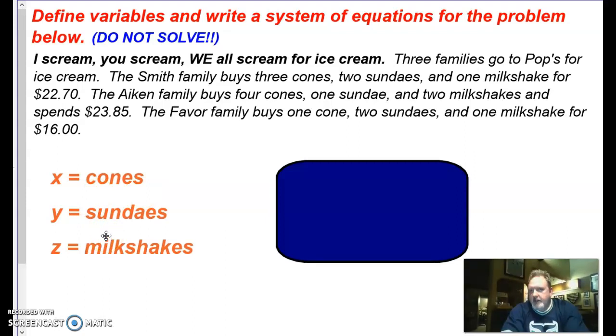You're not obligated to use x, y, and z. If you wanted to use c for cones and s for sundaes and m for milkshakes, you can. But typically we just use x, y, z to keep it simple.